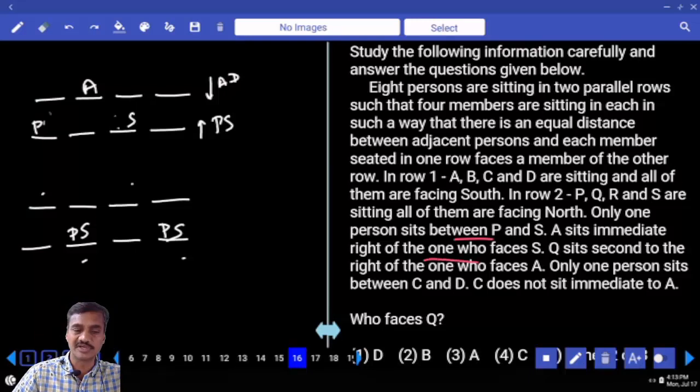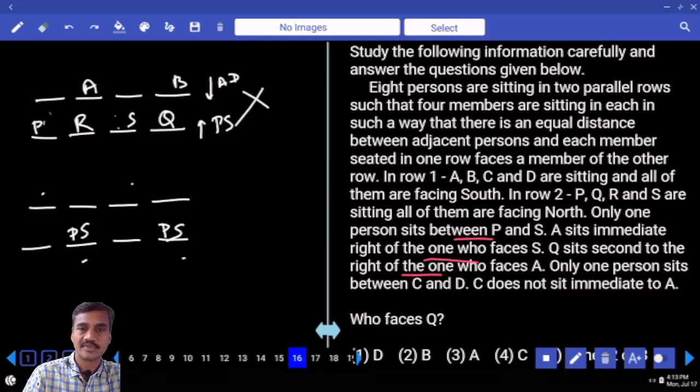A sits to the immediate right of the one who faces S, and Q sits second to the right of the one who faces A. A's opposite second right is Q. Isn't it? Then P, Q, R will be here. And only one person between C and D. Now C and D, hence B must be here, and C does not sit immediate to A, that cannot be, that is completely ruled out. Because C must be immediate to A. Hence as this is ruled out, then what is the next possibility we have?